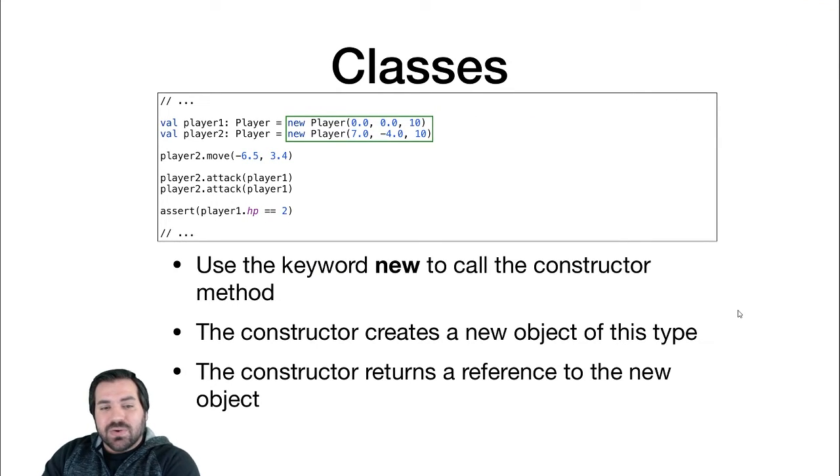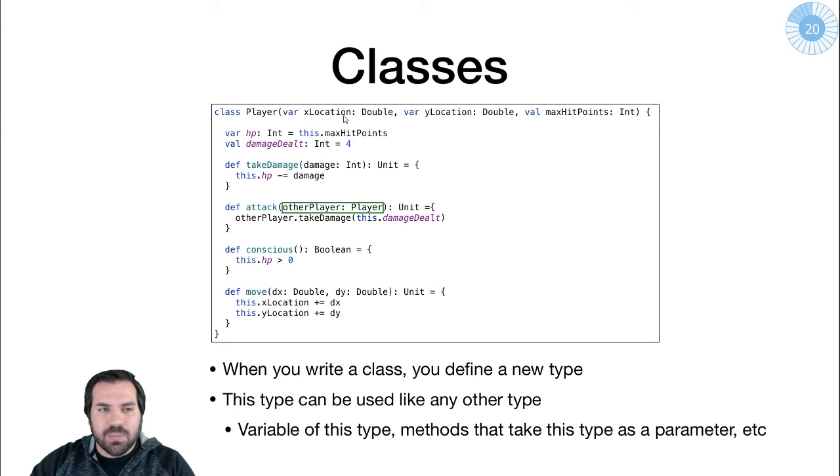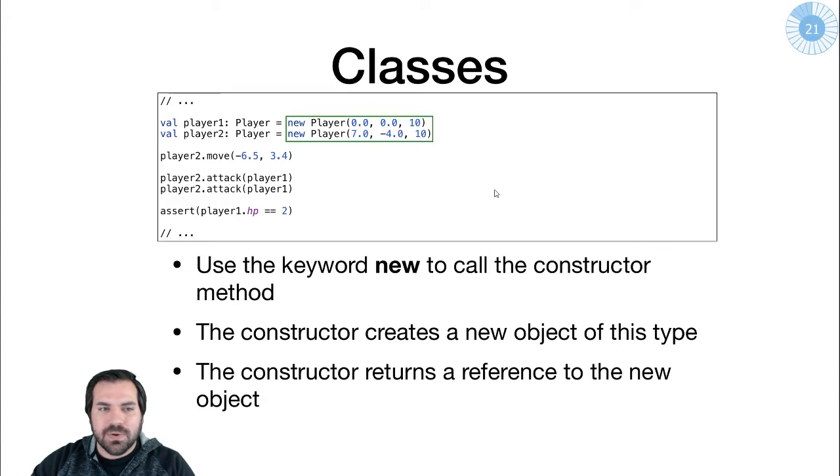So now that we have our class, let's create objects of this type. And for that, we're going to use the keyword new and call the constructor. The name of the constructor method is the same as the name of the class. So I'm going to say new and then call the constructor and give it those 3 parameters that we expect. We give it 3 arguments. Those arguments match the parameters: X location, Y location, max hit points. So I'm calling that constructor and initializing those 3 state variables in this new object.